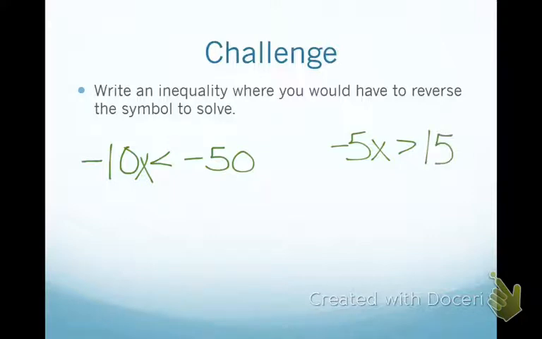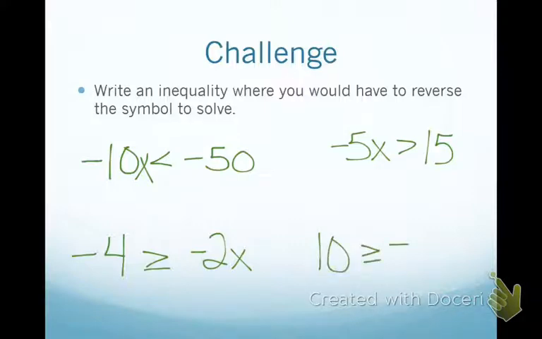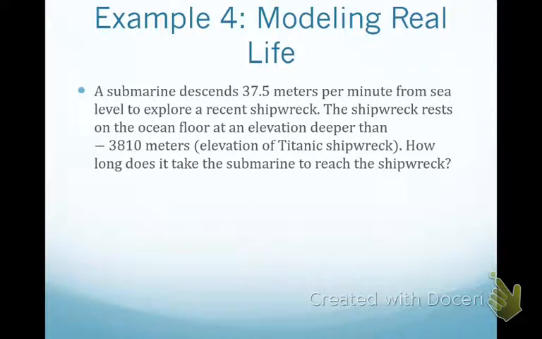Perfect. What's another one? Miles. Negative 4 is greater than or equal to negative 2x. Okay, that'll work. Did anybody write one with division, like in a fraction? Isaiah? 10 is greater than or equal to negative x over 5. Perfect. And what do all of these have in common? The negatives connected to the variable, so the inequality would have to reverse to solve.